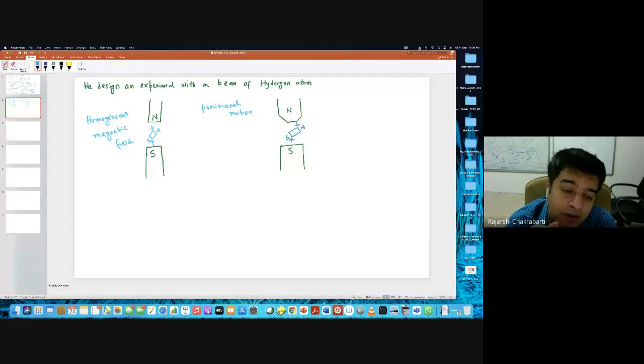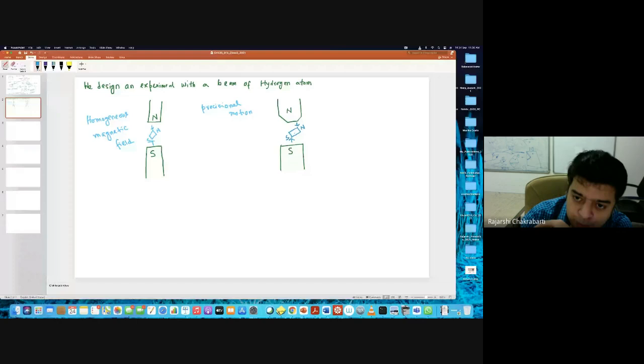And now you remember that this tiny magnet is an electron, which follows what is known as the rules of quantum mechanics. Okay? Rules of quantum mechanics. Is it clear? So what is going to happen?